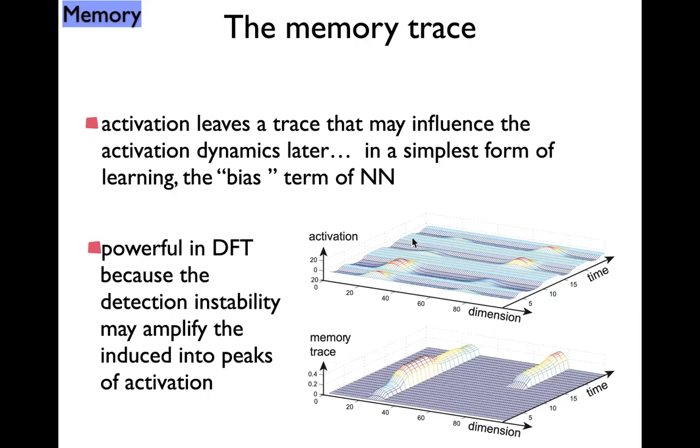And the strength in DFT is that you can recreate activation patterns autonomously. Once you have laid down a memory trace, you can bring the memory trace into an activation peak through detection stability. So you can create macroscopic activation patterns in the brain without any specific information about which unit to activate. This is the case where you really leverage this dominant recurrent connectivity in the neural fields.